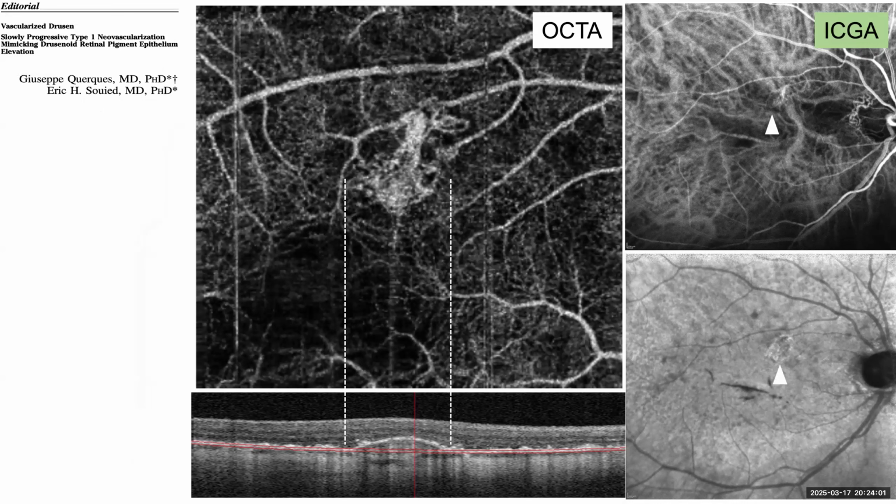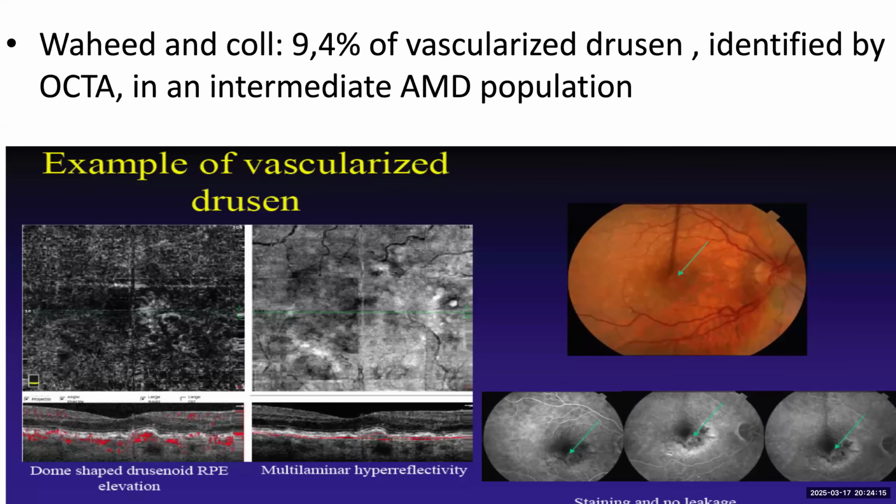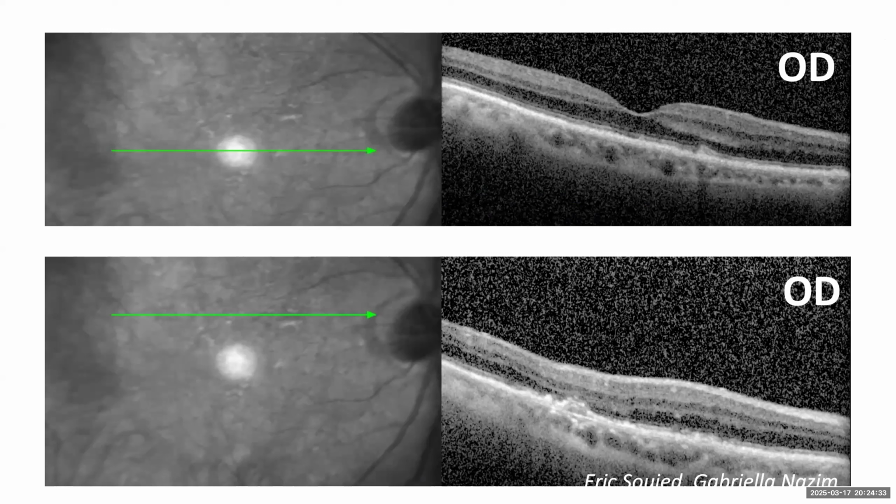This concept really emerged with the occurrence of OCTA. On OCTA, we can identify the flow of the lesion and the limit of the lesion within the drusen. Nadia Waid published that approximately 10% of vascularized drusen were concerned by this entity, with the vascularization within a drusen in intermediate AMD population.